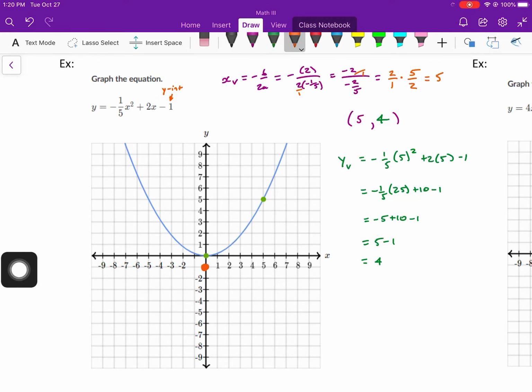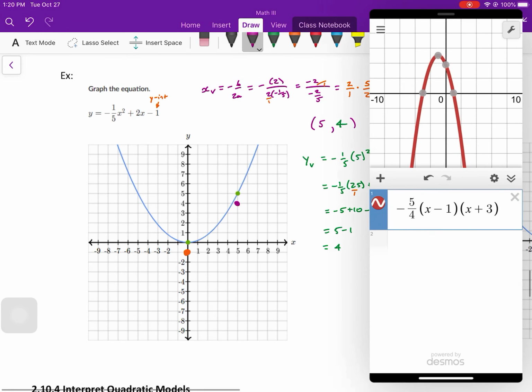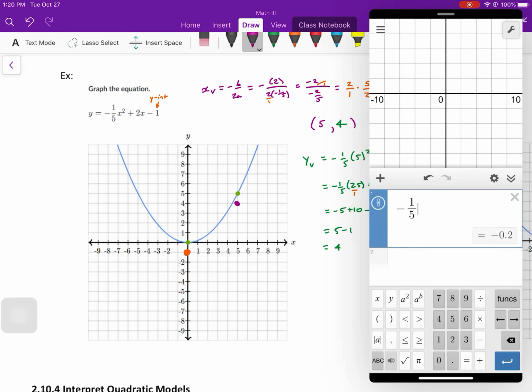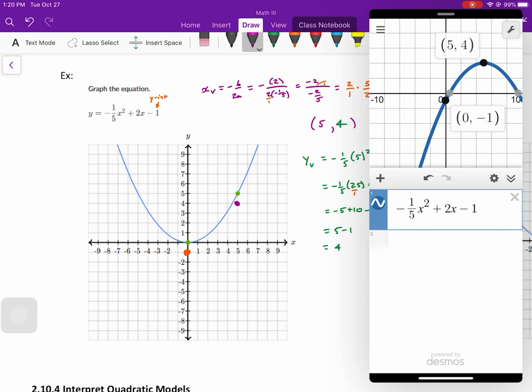You could also think what we said before. Multiply the tops. 1 times 25 is 25. 5 times 1 is 5. 25 over 5 simplifies to 5. So our vertex point is going to be at 5, 4. Remember, you could always double check this on Desmos. And you'll see the vertex 5, 4, the y-intercept -1.